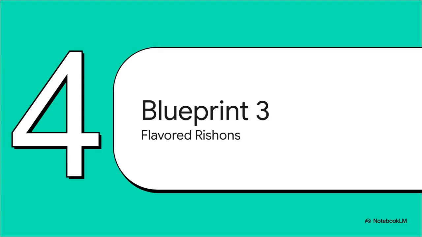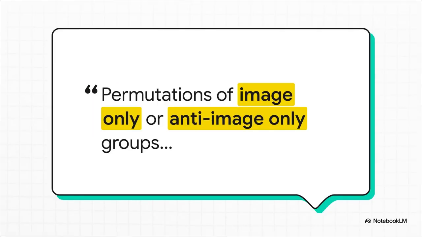Okay, on to our third and final blueprint. This one builds what are known as flavored Rishons. And as we're about to see, it gets there by taking the last rule and turning it completely on its head. Now at first glance, the recipe looks exactly the same as the prime Rishon blueprint. It's still made of image-only or anti-image-only groups. I mean, they start from the exact same setup, and that's what makes the difference in the next rule so incredible.